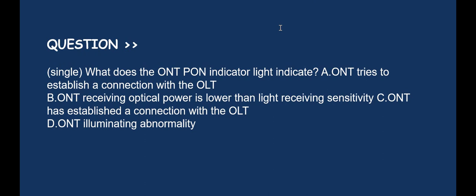Next one, what does the ONT PON indicator light indicate? The options are option A, ONT tries to establish a connection with the OLT. Option B, ONT receiving optical power is lower than the light receiving sensitivity. Option C, ONT has established a connection with the OLT. Option D, ONT illuminating abnormality. The correct answer is option C.